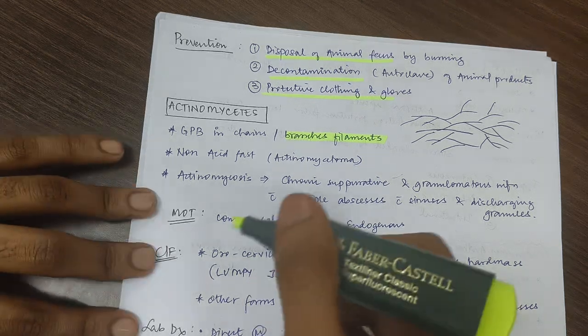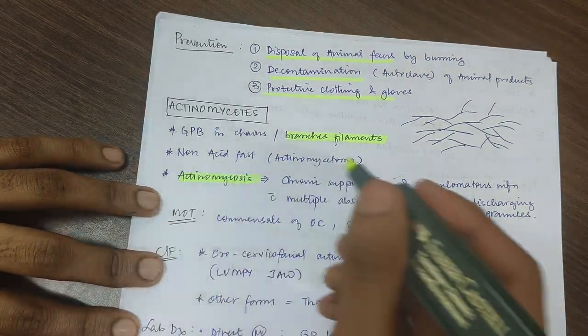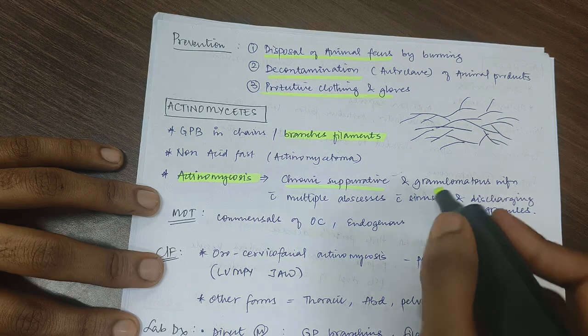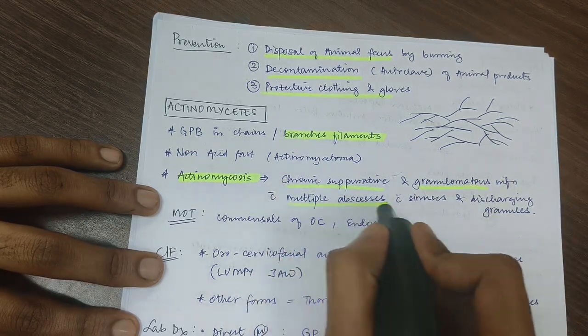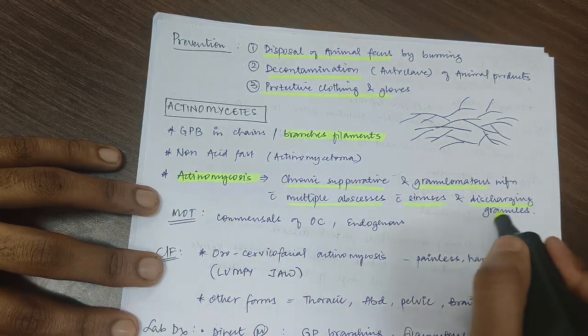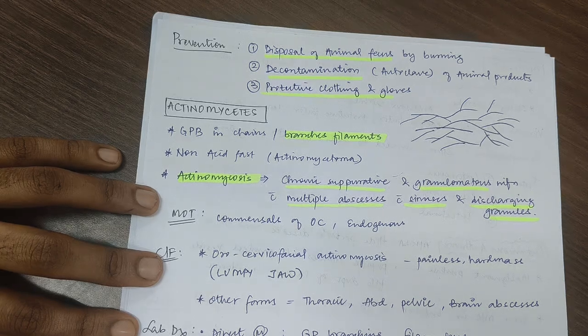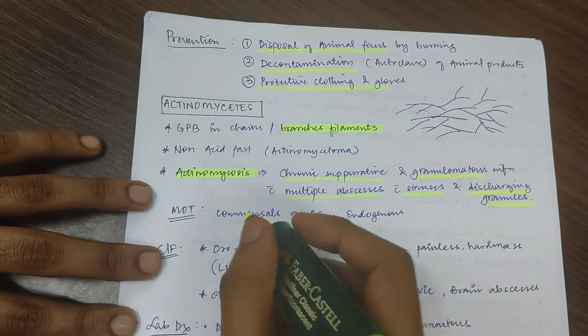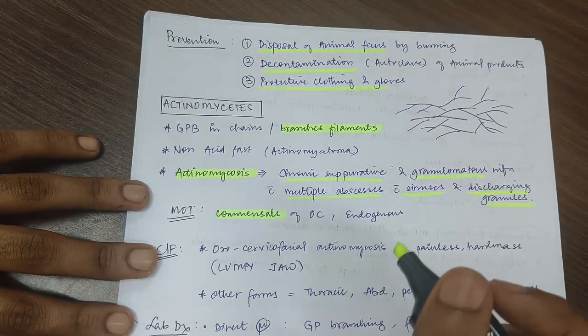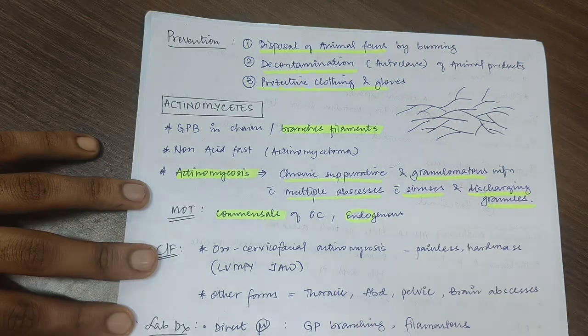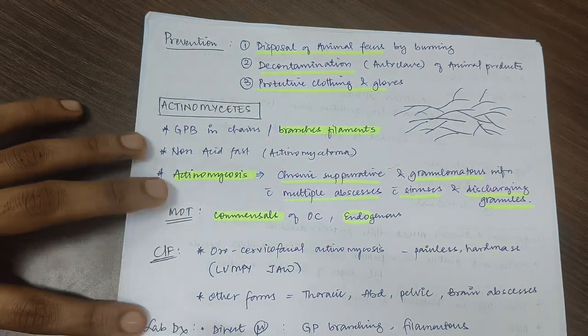Coming to the infection caused, it is called actinomycosis, that is chronic suppurative and granulomatous infection with multiple abscesses, sinuses and discharging granules. Okay, discharging sinuses and granules. Commensals are the source, and the mode of transmission is endogenous. It is endogenous itself.